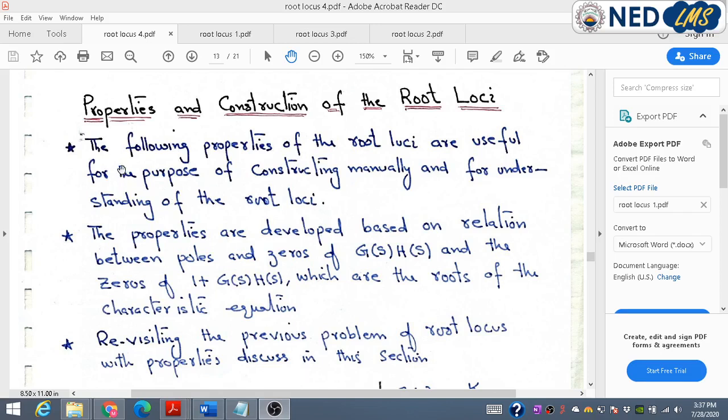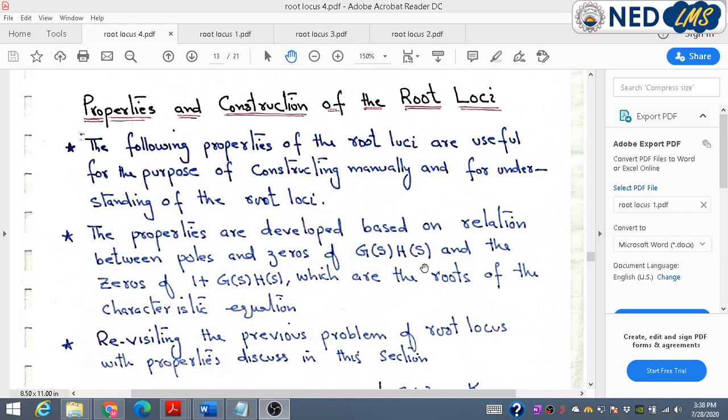Point number 1, the following properties which we are going to discuss of the root loci are useful for the purpose of constructing manually and for understanding of the root loci. The properties are developed based on the relation between poles and zeros of the open loop transfer function G(S)H(S) and the zeros of 1 plus G(S)H(S) equal to 0, which is the system characteristic equation. The zeros are the roots of the characteristic equation as well.